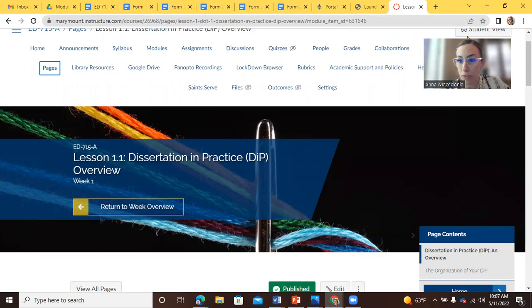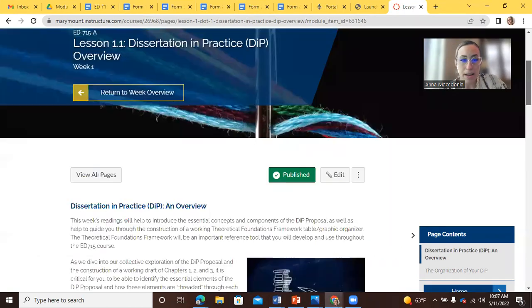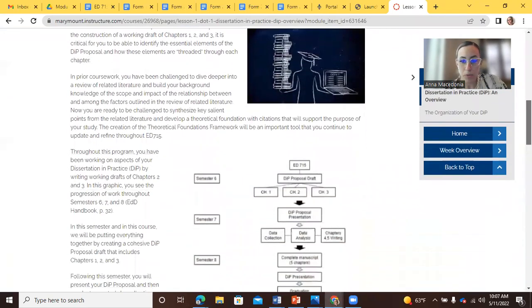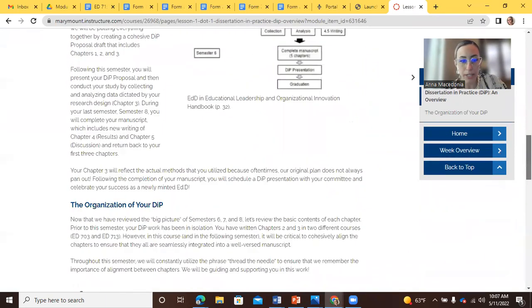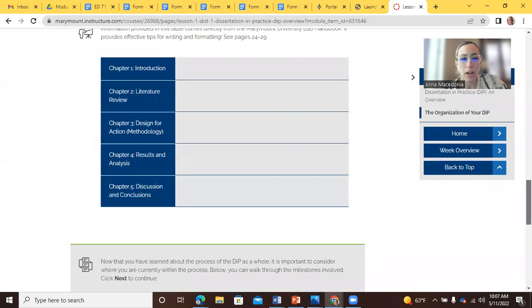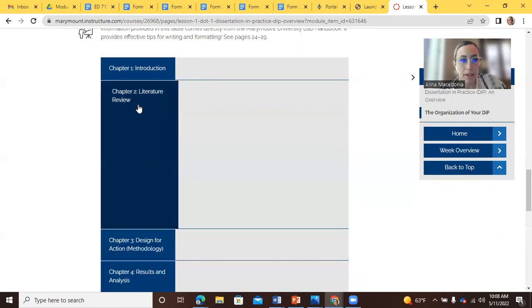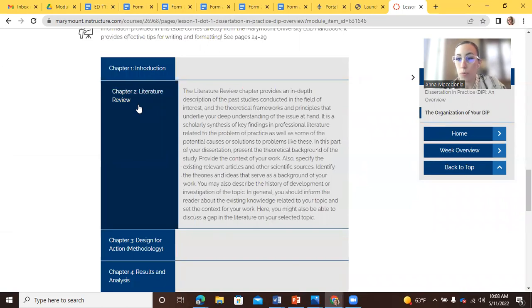I just wanted to provide you some context. Here you'll see the same visual that I just showed you. But I also created this chart, and I will send this to you as well if this is something you think would be helpful. I basically provided an overview of each chapter. So for this course, you will be writing your literature review.